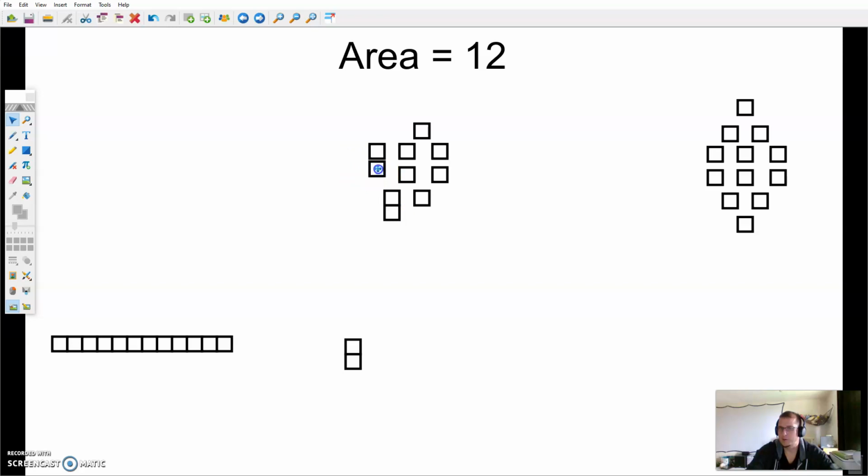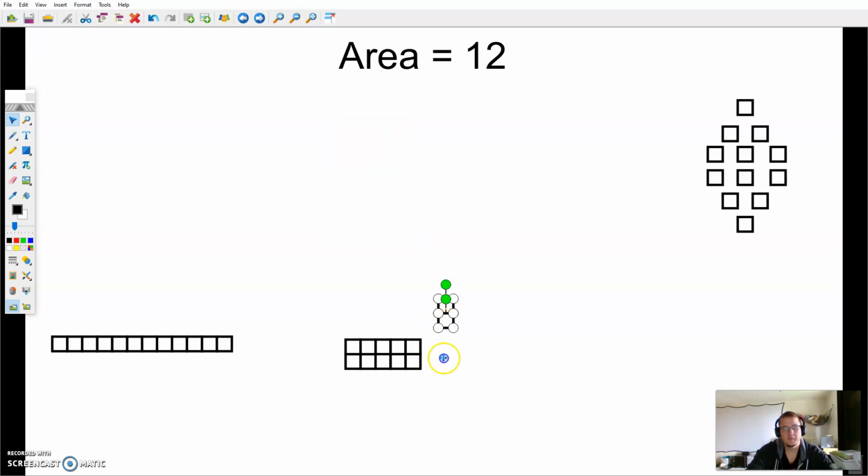2, 2, 2, 2, and 2. So I end up having 6 groups of 2, which would make me a rectangle with a length of 2 and a width of 6. And we'll just get all of those scooted down there again. And again, for the purposes of something I'm going to do here in just a minute, we'll group all those together so they're all one shape.